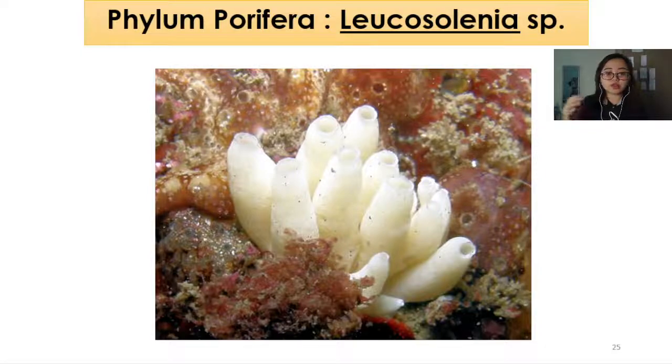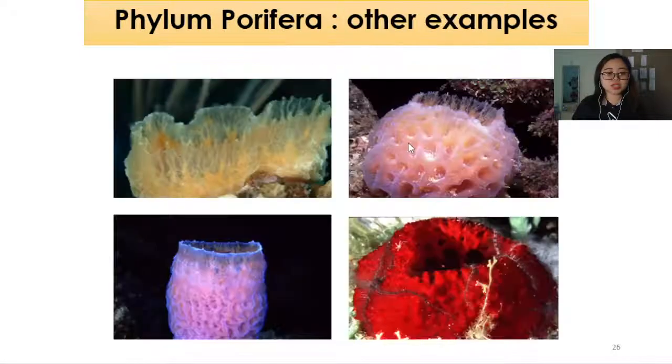They can be very colorful. This is one example that I like to show, which is a Leucosolenia species. So they are quite the cute little sponges. And they also have other shapes, other colors, and they can be very vibrant. They do make the marine ecosystem more beautiful, and they play a large role in it as well as filter feeders.